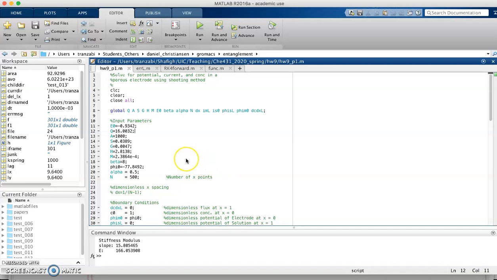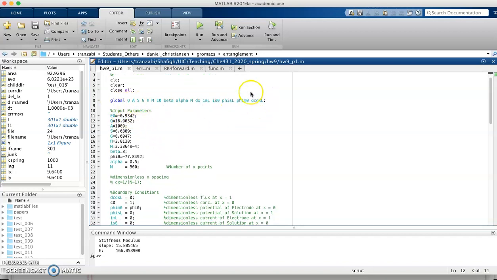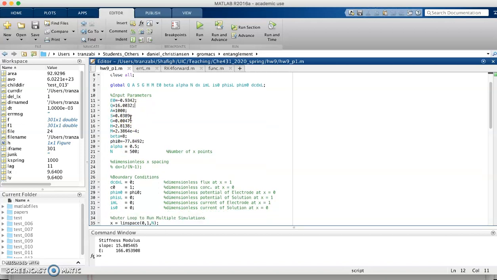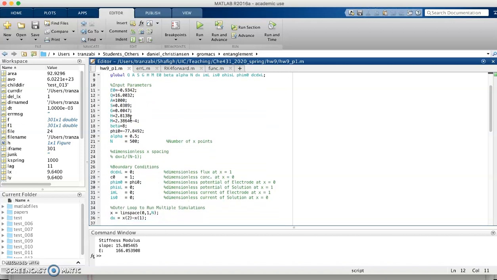Alright, so here is a MATLAB script to solve that problem using the shooting method. I have some global variables using the global syntax in MATLAB, which makes every variable along this list a global variable. That means we can use these variables in any function without having them passed through the argument list of any function. These are input parameters or problem constants that are given to us from the problem statement.